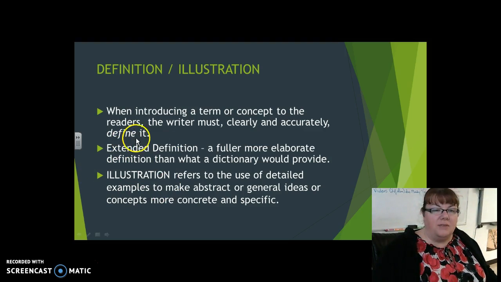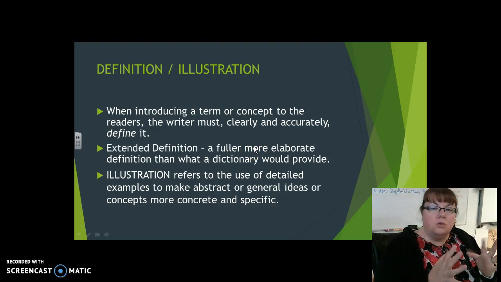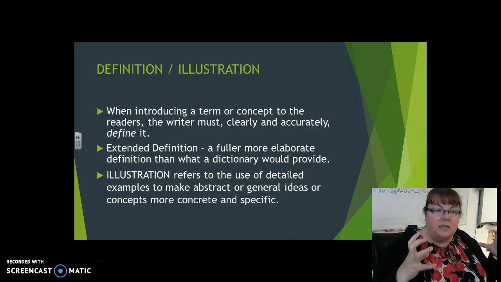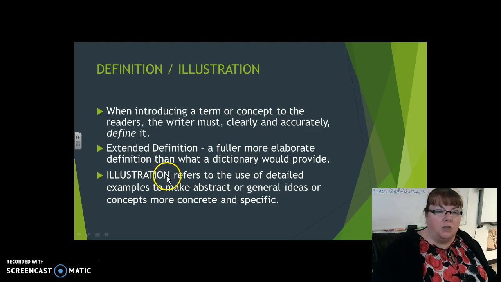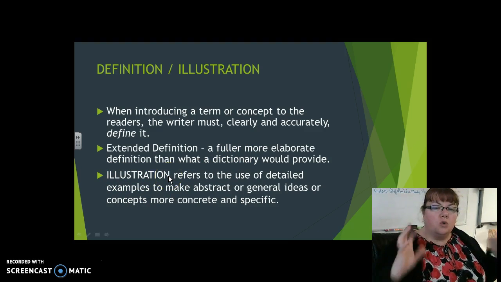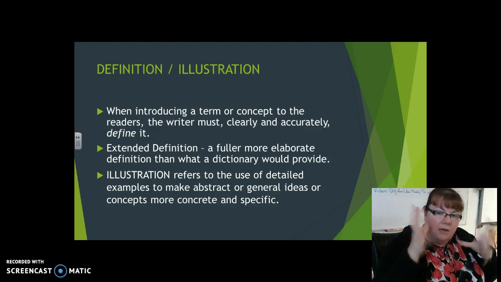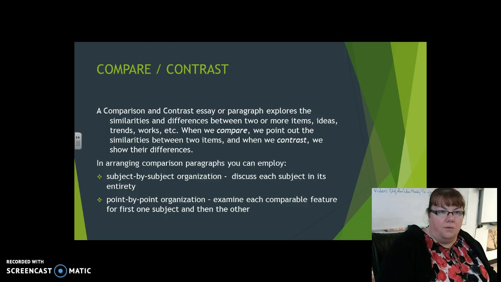So we usually have this idea of extended definition, where it's more than just a word or two. It's usually not the dictionary definition, but it's more the elaborate definition. It's more the, let me give you this whole idea and this example and this definition, so you really get it ingrained in there. Then the last one, we have this idea of illustration. It's almost like we're drawing this picture with the images and the detailed aspects of it, to where you can actually picture it in a more concrete and specific form.